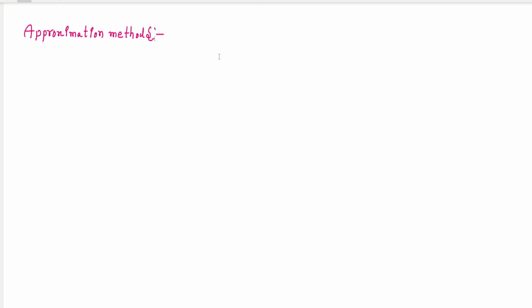One of the most important approximation methods, there are three types of approximation methods. The first one is perturbation theory. Second one, variational method. Third one, WKB. So in today's class, I'm going to discuss only perturbation theory. After that, we will discuss the variational method and the WKB method. Okay.